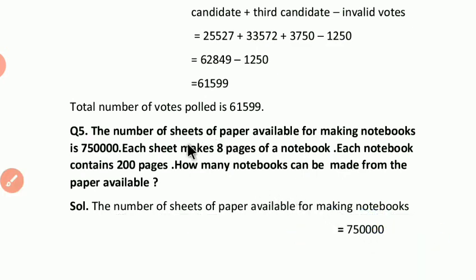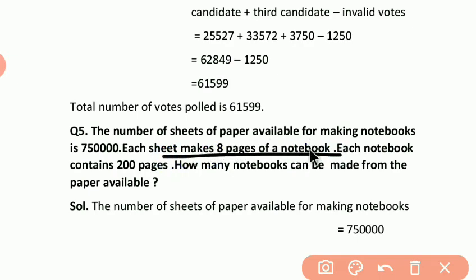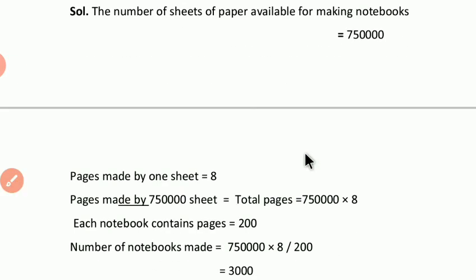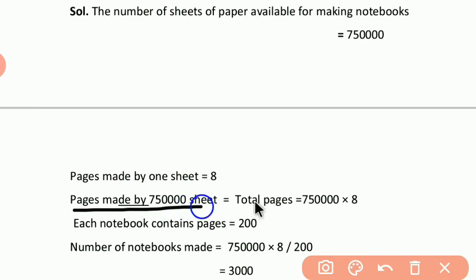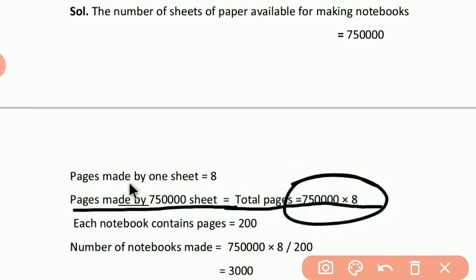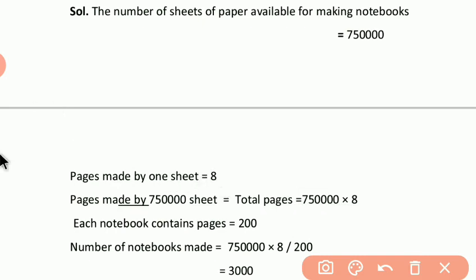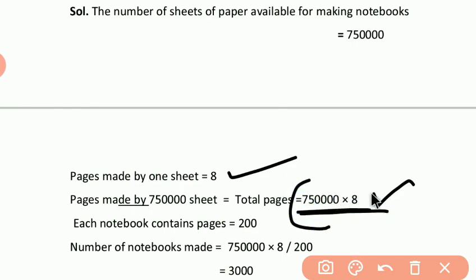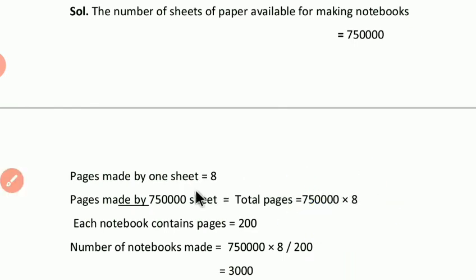It is given that the number of sheets is 7,50,000, and that each sheet makes 8 pages of a notebook. Means the pages made by one sheet is 8. So the pages made by 7,50,000 sheets, or the total pages, will be 7,50,000 into 8, because the pages made by one sheet is 8. If we want to find for one to many, we always multiply.